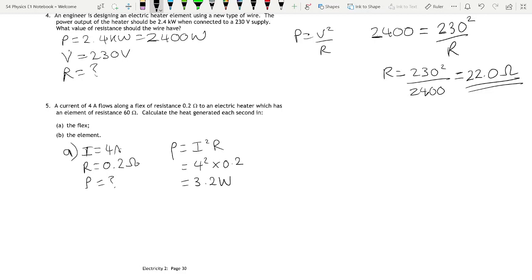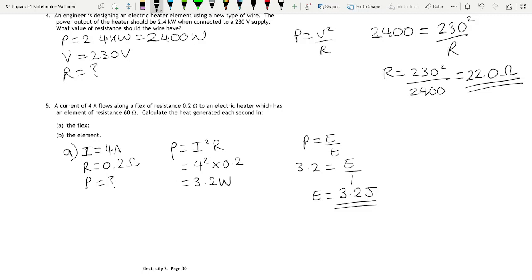But then to find the energy generated in a second, we need to use the equation power equals energy over time. So we worked out the power is 3.2. Energy is what we want to find, and it just says in each second, which makes it nice and easy because time is 1 second. So the energy is just going to be 3.2 times 1, so 3.2 joules. Okay, so an extra step in that one.